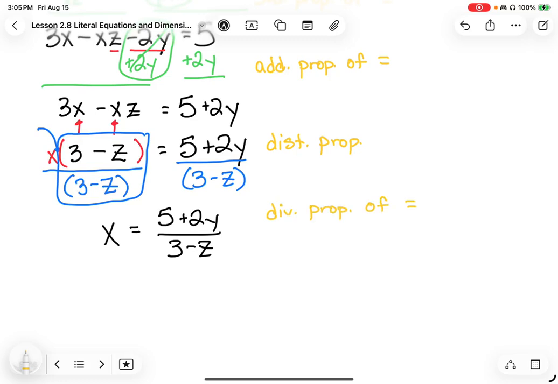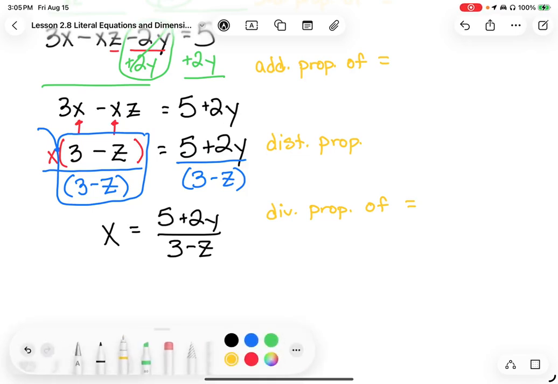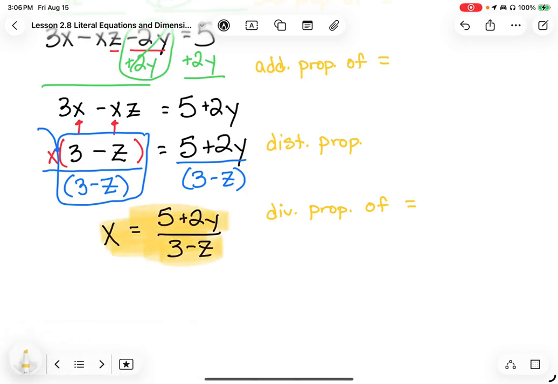And that is a pretty weird looking answer, I'm not going to lie. That's an unusual answer. But we got x all by itself. X equals, and what it equals is a nightmare. What it equals is definitely ugly, but we don't care what the right side looks like. We care what the left side looks like. The left side is x all by itself, and that's what the problem told us to do, solve for x.